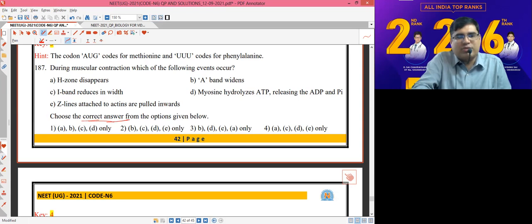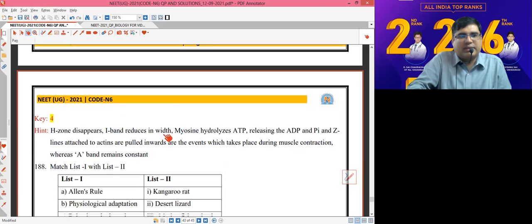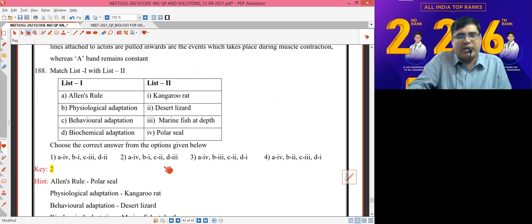So H zones disappear, yeah, of course. Then the next is A band widens. No, there is no change in the length of the A band. Then C, I band reduces. Of course, it reduces. Then D, myosin hydrolyzes ATP, releasing ADP and inorganic phosphate. Of course, it is. And E, Z lines attached to the actin are pulled inwards. Yeah, of course. So if I look at all the available options, I need to rule out B, this could not be, this could not be, and then the only option which is available. Next is question number 188.